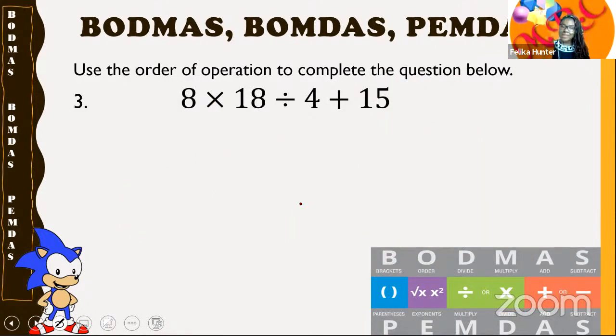Here we have the next question now, and it says 8 times 18 divided by 4 plus 15. So here's the next question.